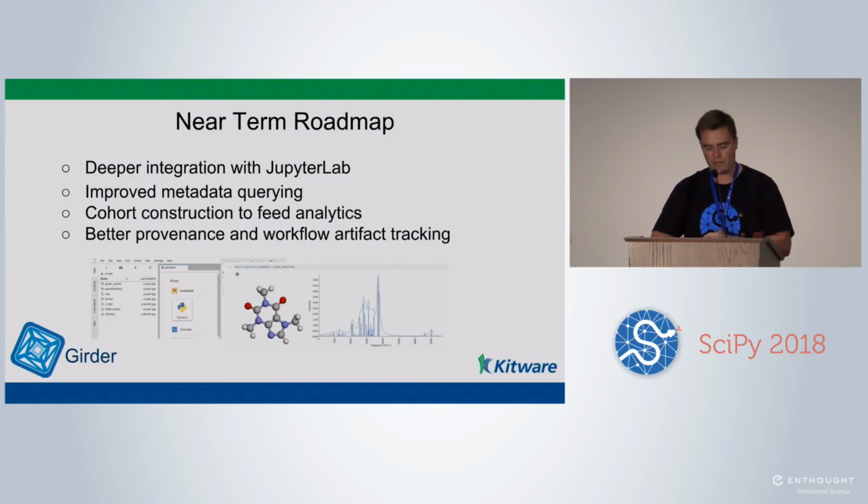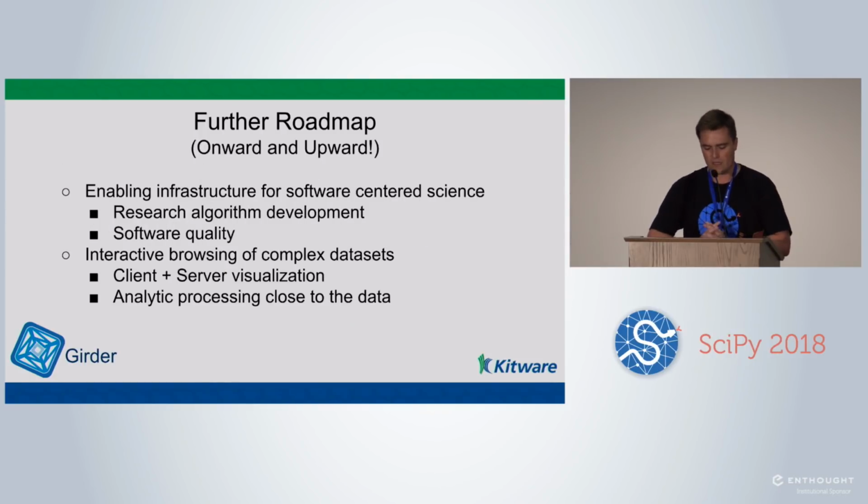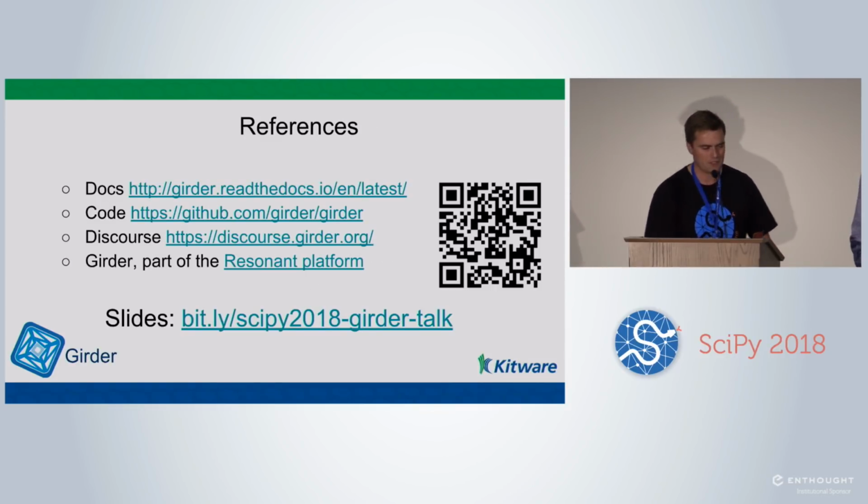So the near-term roadmap is deeper integration with Jupyter Lab. There's now an extension that is along the way, but also improved metadata querying, feed analytics, cohort construction, better provenance, and much further ahead, or not too much further ahead, is in the big picture enabling infrastructure for software-centered science, doing algorithm development, and also interactive browsing of complex scientific data sets. Here's more information. Here's the link.